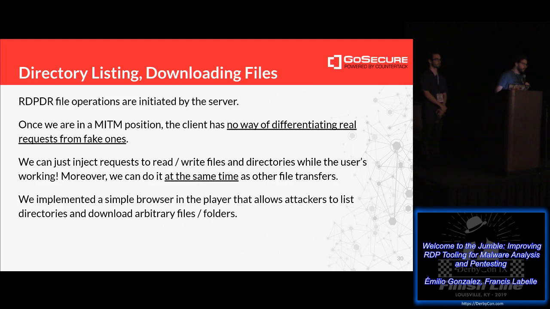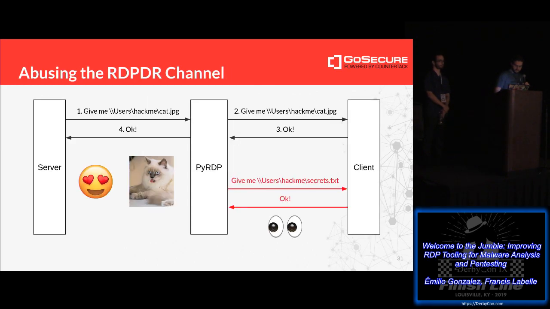We also have a little file browser in the bottom left of the screen. And basically, like Emilio said, all the file operations are initiated by the server. This means that as a man in the middle, we can just inject fake requests to read and write files to the client. What we do with this is we can browse all the files that they shared through the shared drive feature, and just download anything that looks interesting.